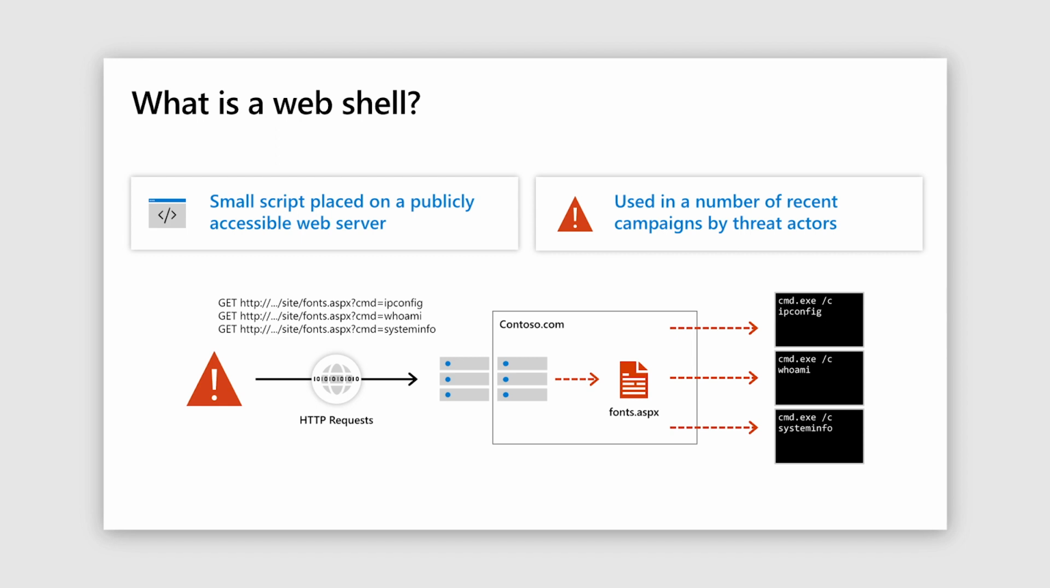In the diagram that you can see on the screen, we can see that a simple HTTP request to the web shell hosted on contesto.com results in a command being executed at the command line. Here you can see the actor has executed ipconfig, whoami, and systeminfo. So they're probably doing some reconnaissance to figure out where they are and who they are. Now let's have a look at some real-world examples of how web shells have been used.